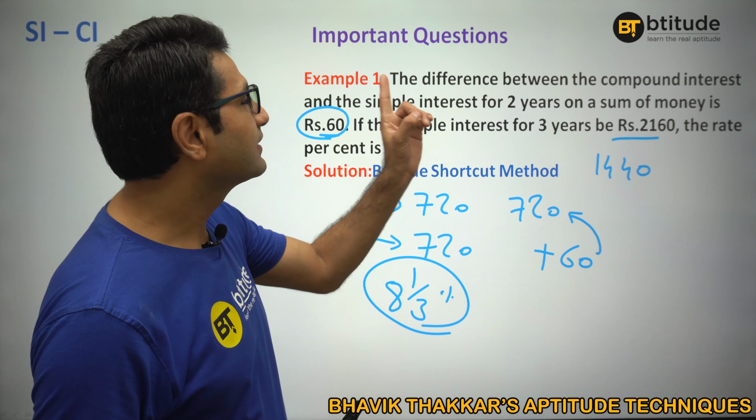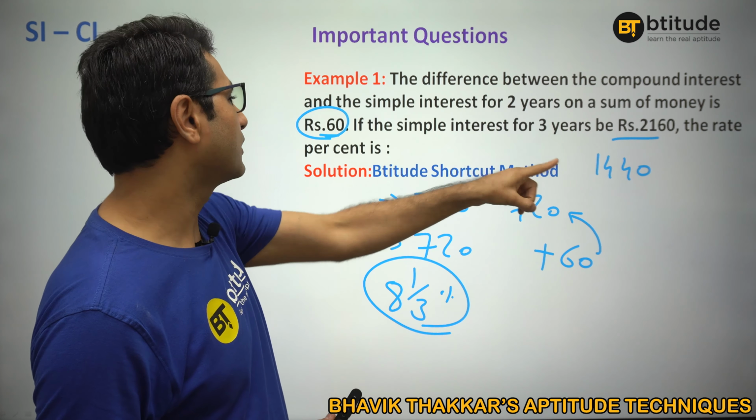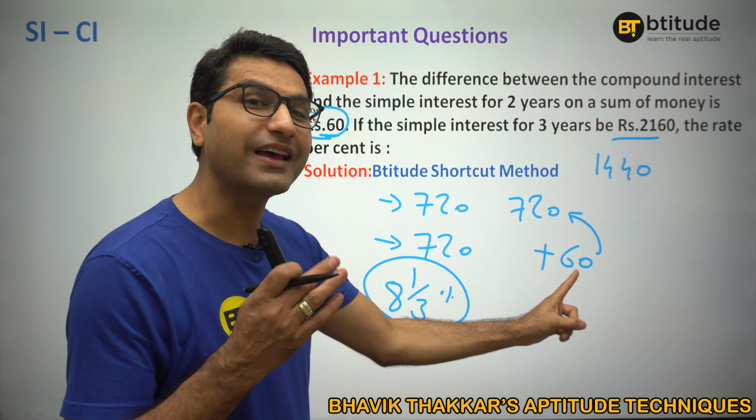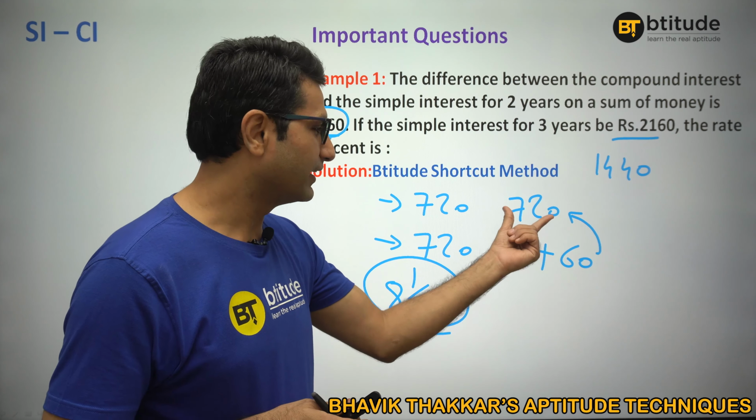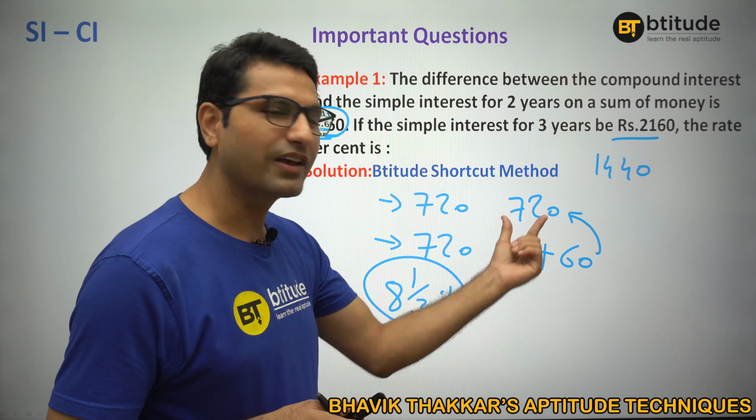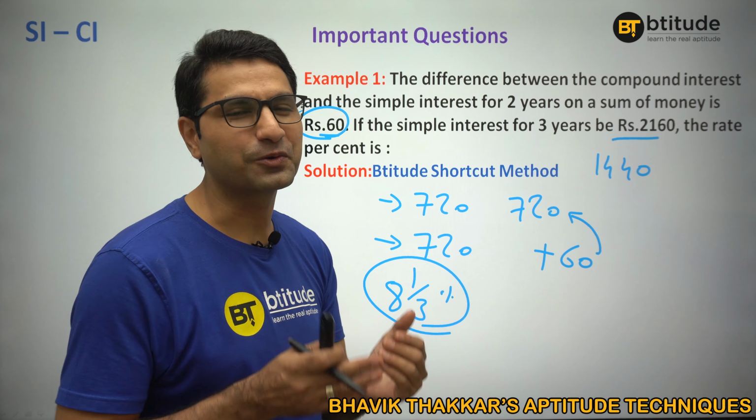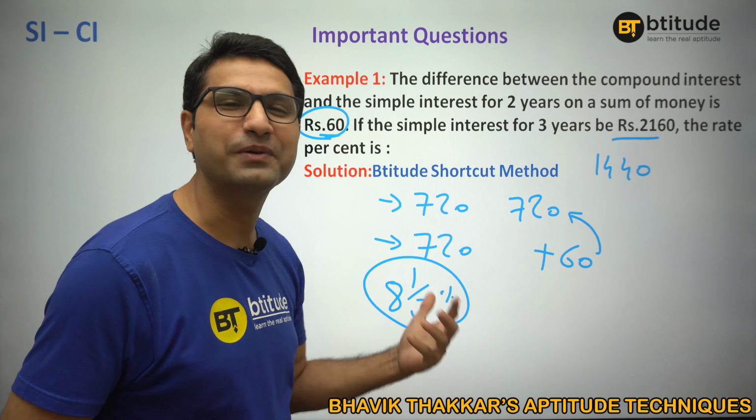But it says the difference between compound interest, that means compound interest is always more, 60 rupees more, and for the first term it is always equal. So whatever 60 rupees you are getting is in the second year, right? So you are getting the 60 rupees as an interest on interest. The interest is 720. So 60 on 720 is nothing but 1 by 12. So rate percentage is 8 1/3%.